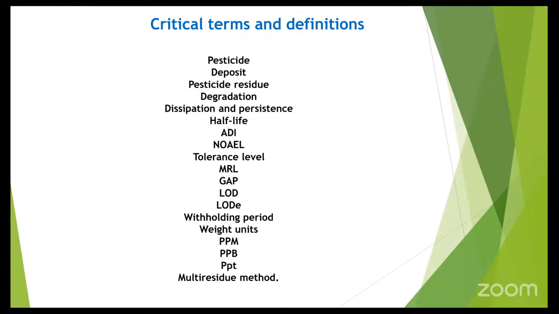Degradation is a process by which a pesticide is broken down to simple structures through biological or abiotic mechanisms. Synonyms include breakdown and decomposition. So degradation is also called breakdown and decomposition.